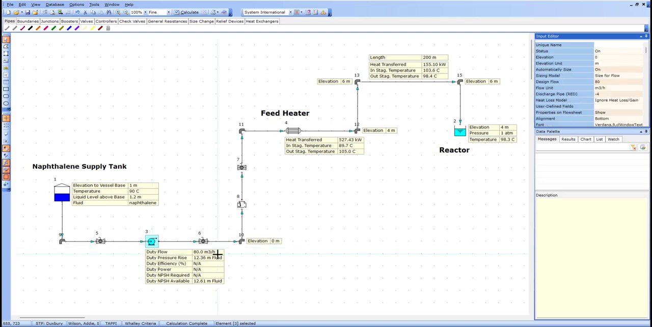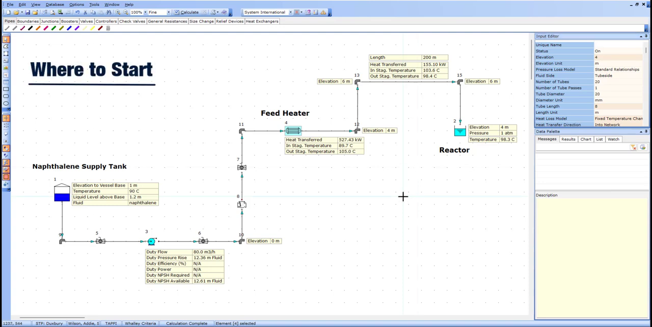The feed heater raises the naphthalene from roughly 90 degrees Celsius to 105 degrees Celsius before it reaches the reactor. That temperature rise isn't just a process requirement, it's also critical for reliable operation. Naphthalene solidifies below approximately 80 degrees Celsius, leaving only a narrow margin. That means heat loss, insulation, startup, and shutdown all play a much bigger role than in a typical transfer system.